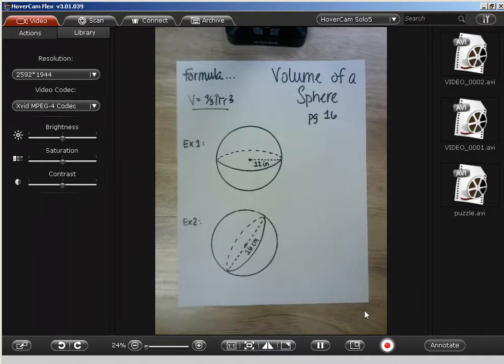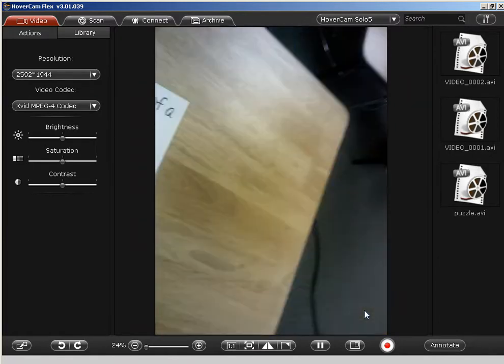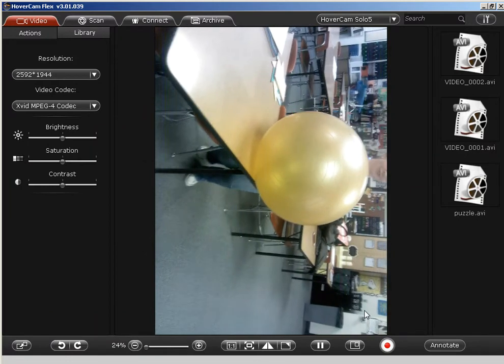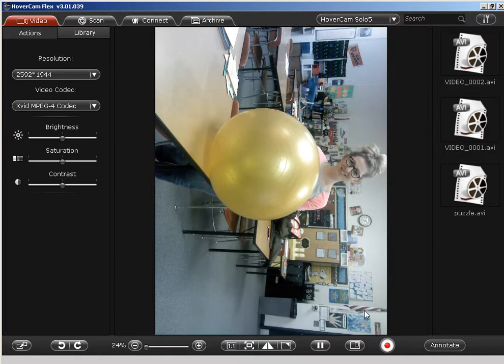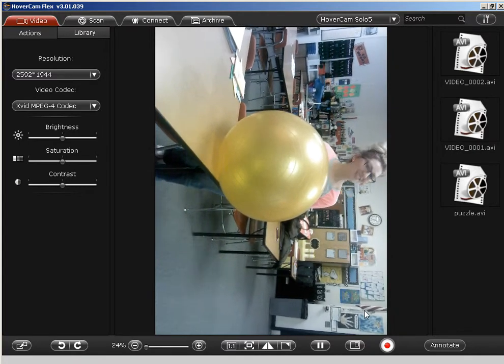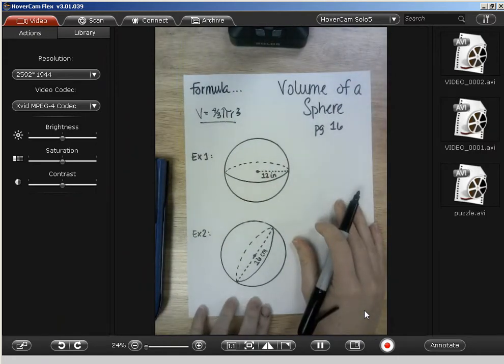So you might be asking yourself, what does a sphere in real life look like? Well, if you turn your attention to right there, what is that? That is a sphere. It's an exercise ball. Thank you, Mrs. Summers. You're welcome. Okay, let's get back to our first example.